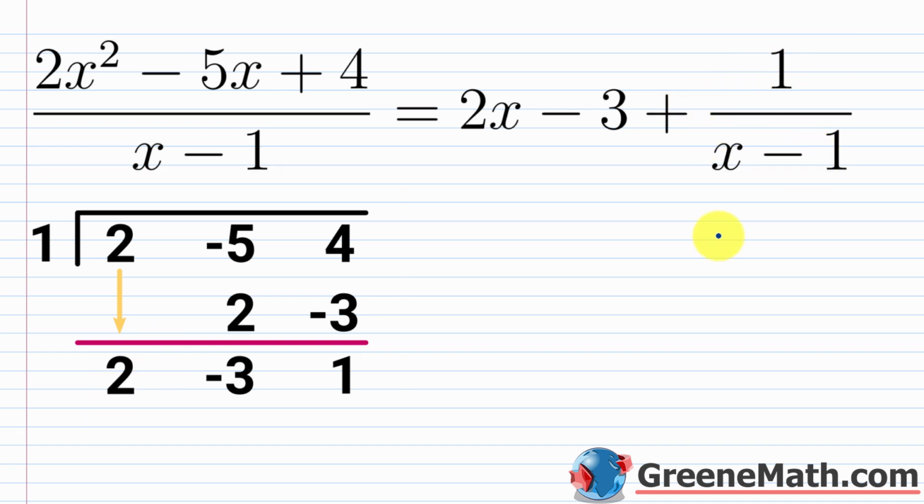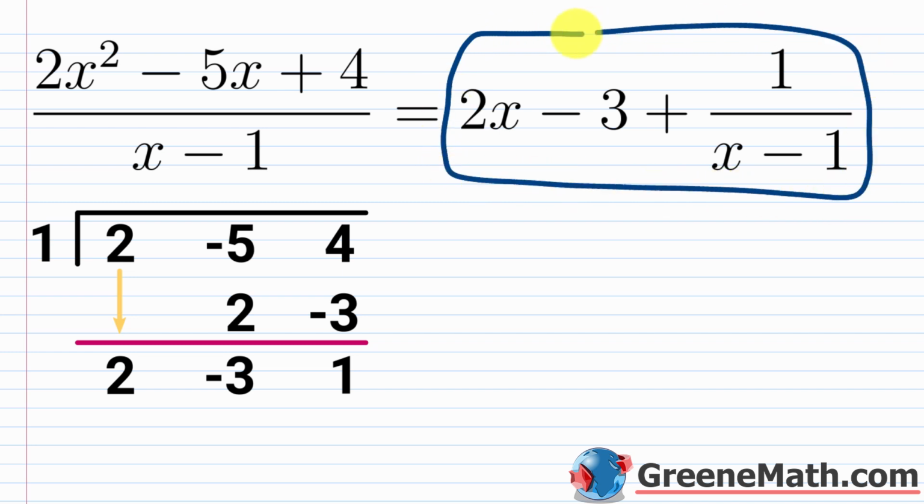Looking at this form, you can think about what happens as x goes to positive infinity or negative infinity. This piece is going to go to 0 because 1 over (x minus 1), if x gets really, really large, is 1 over some really, really big number, and that's going to go to 0.